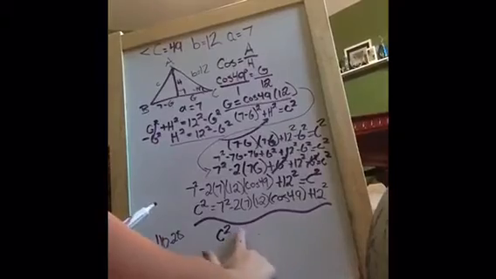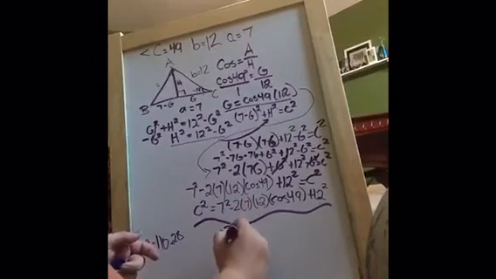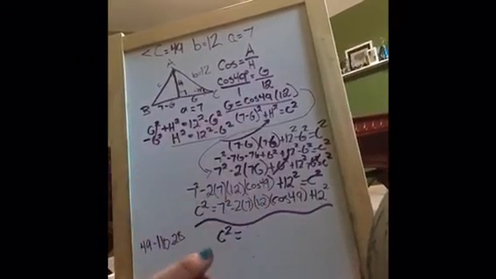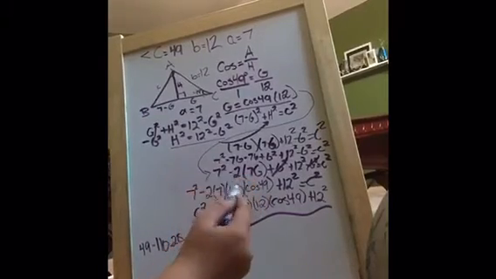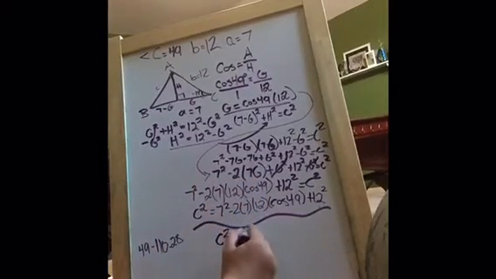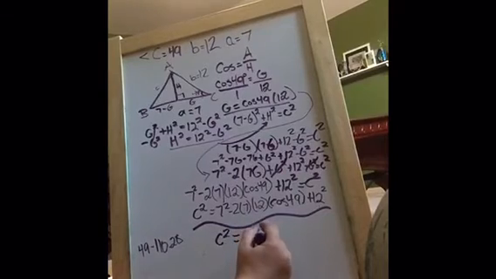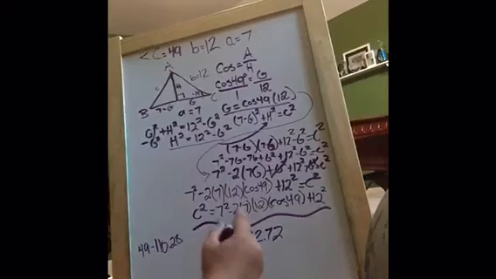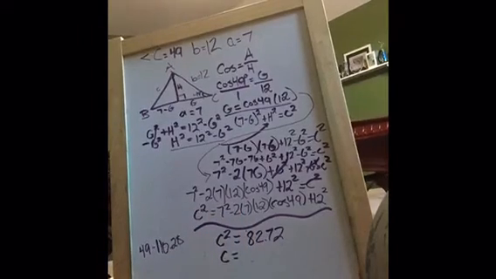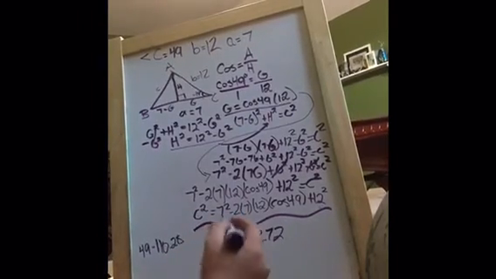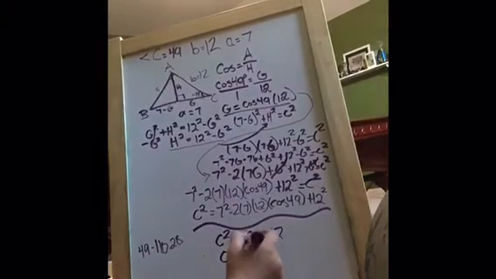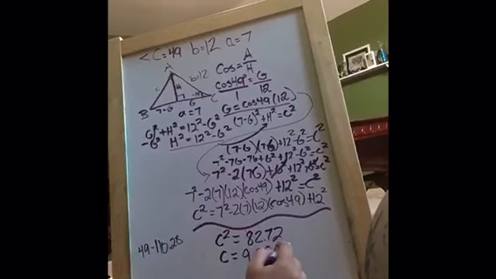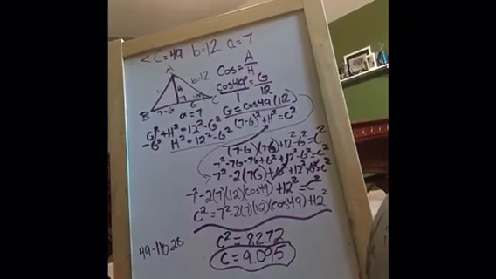So you plug it all into your calculator and you get c squared equals 82.72. And then you just square root that number and you get 9.095. And that is your final answer. And that is how you derive the law of cosine.